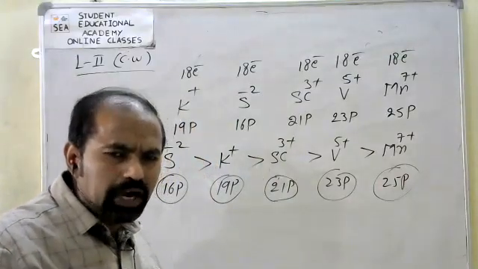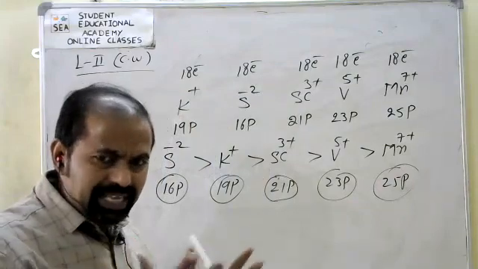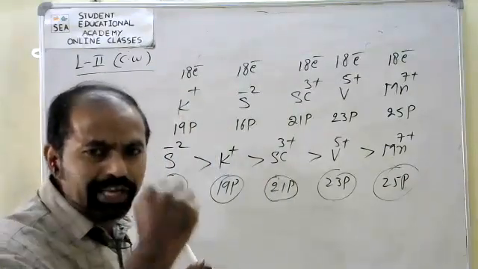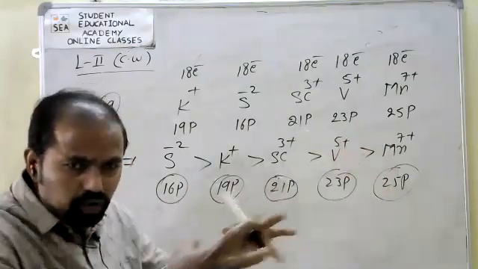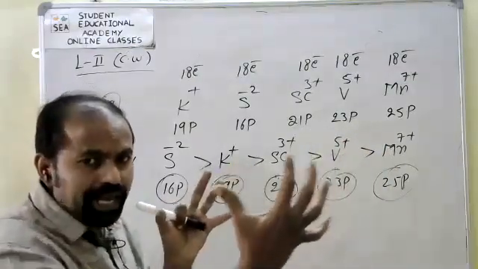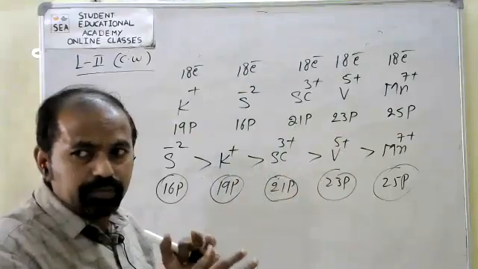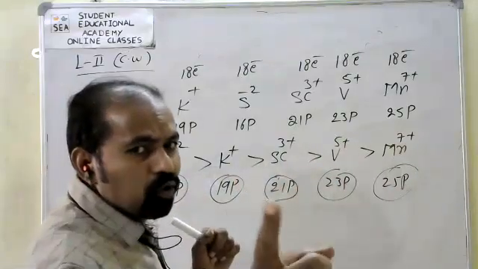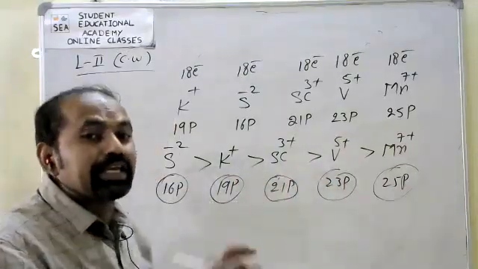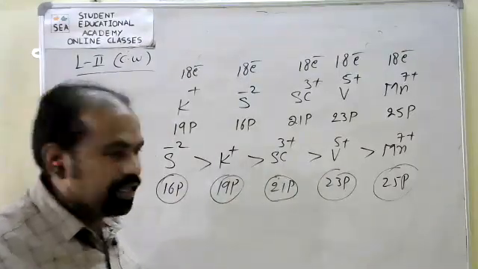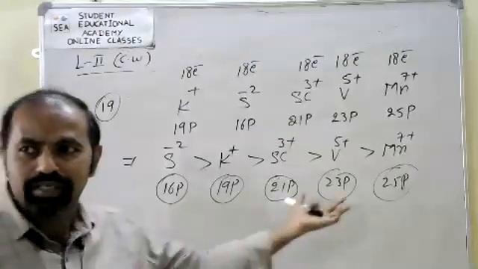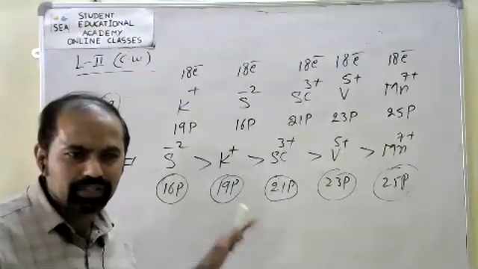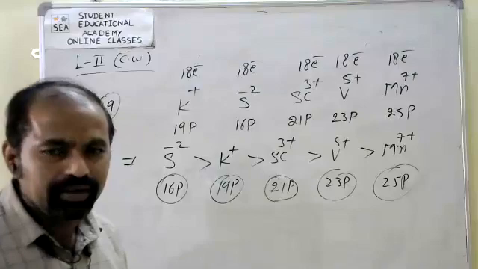Protons more means atomic size less. Protons more means nuclear charge more. Nuclear charge more means the electrons are strongly attracted towards itself. Automatically size, radius decrease. Less protons, more size. More protons, less size. That is nothing but radius. So here, based on protons, we can say which is highest radius, which is lowest radius. Understood this question? Second option.